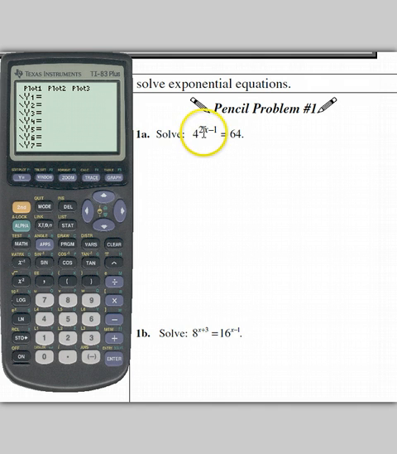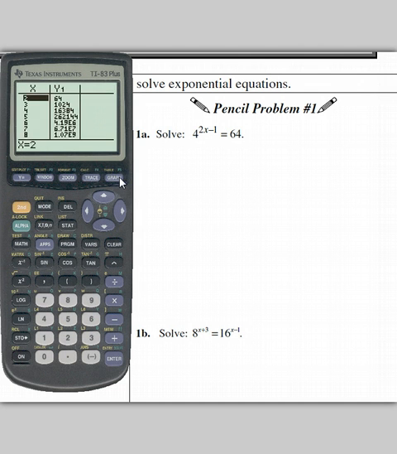We're trying to solve 4 to the power 2x minus 1 is equal to 64. So I'm going to plug in my function 4 to the power, parentheses, 2x minus 1, close parentheses. And remember, I'm trying to look for the value of x where y is 64. So instead of graphing it, I'm simply going to look at the table. Second and graph would give me the table. So the value of x where y is 64 is 2. So the solution here is 2.